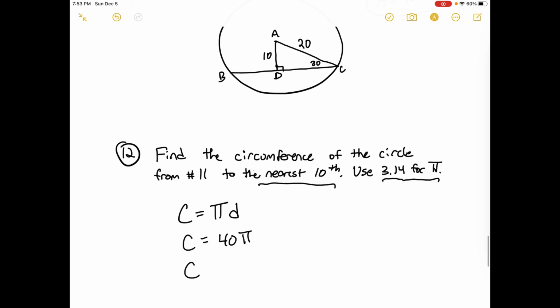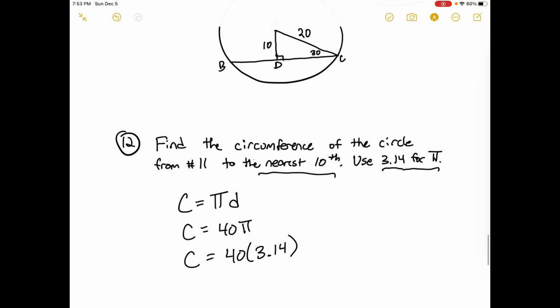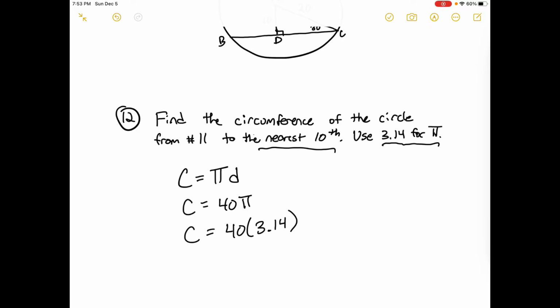So let's just plug in 40 times 3.14. Let's do that in our calculator, and we'll round to the nearest tenth. 40 times 3.14, and it's already in the nearest tenth. It's 125.6. Distance around a circle.